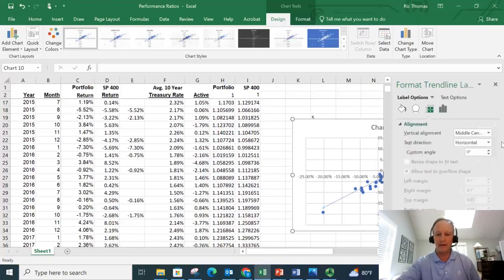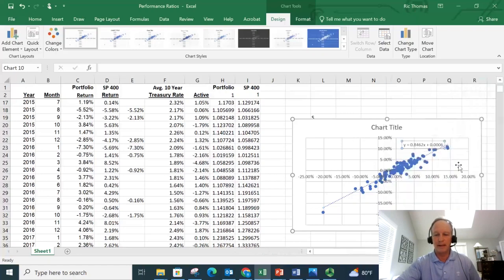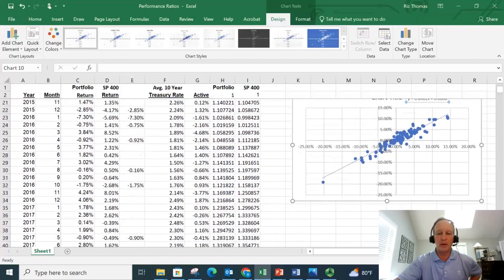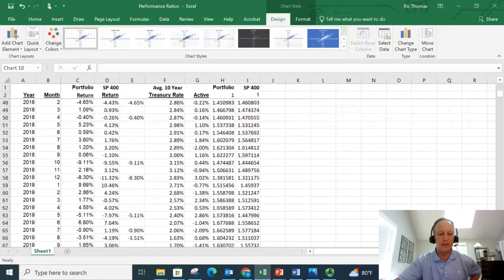Okay, and hit enter. And let's see, do I got that? Yes. And you can see it here. I don't know if you can see this. It's very small lettering. But it says 0.8462x. So this is the equation of a straight line. It says the portfolio return is equal to 0.8462 of the market return plus this constant. 0.8462, that's my slope. That's my beta. When the market goes up 1%, my portfolio tends to go up 84 basis points, 0.8462.